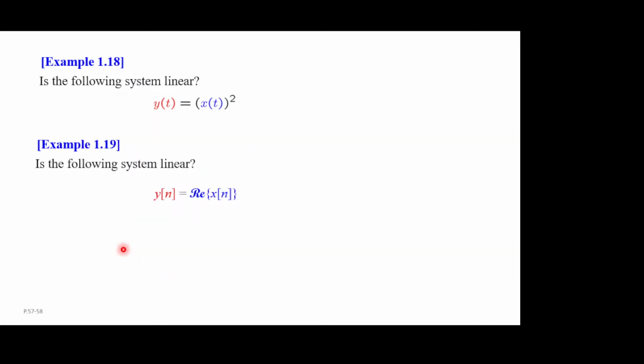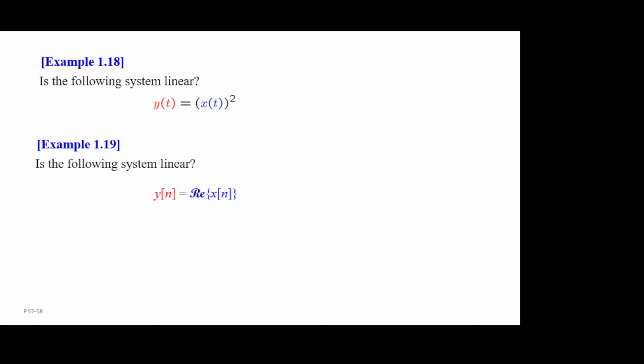And I have more yes/no questions we can test ourselves. Is this system linear? y of t equals x of t squared. If you think it's linear, raise your hand. If you think it's not linear, raise your hand. Okay, quite a bit. Yeah, it's not linear, because this doesn't satisfy both of them.